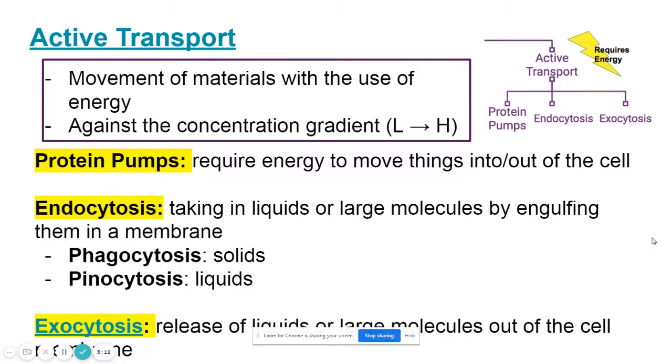The second form of transport mechanism is active transport. Active transport is the movement of materials with the use of energy. The reason why the cell is using energy is because it is moving against the concentration gradient, from an area of low to high concentration.